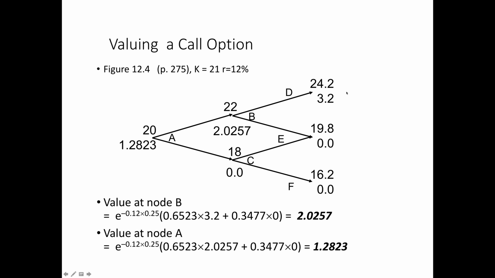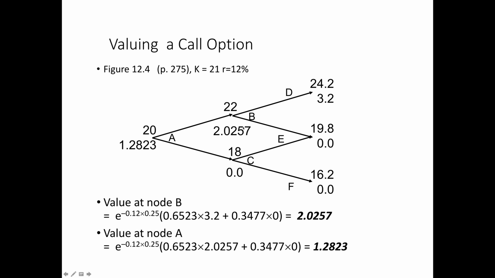If the stock is up and up, so we have the node here, the D node, up. So it is stock price 24.2 minus 21. The profit you gain from being in the money is $3.20. Now, if it goes up and goes down, the stock price at the level of 19.8, you're out of the money. If it goes down, it is out of the money, so 0, 0.